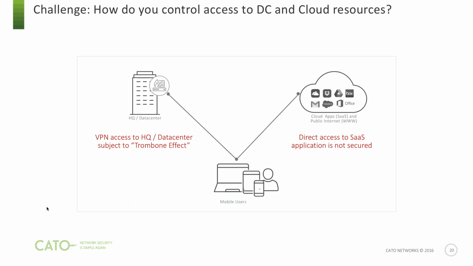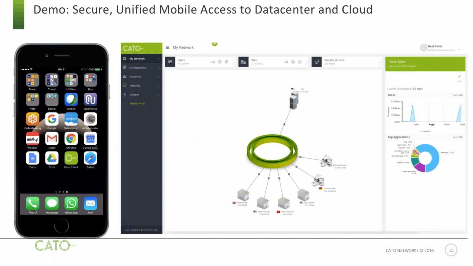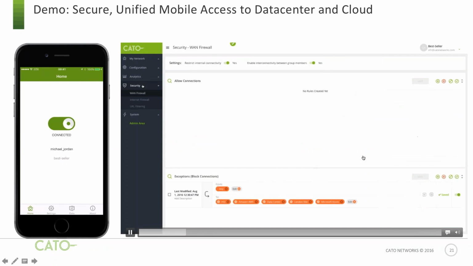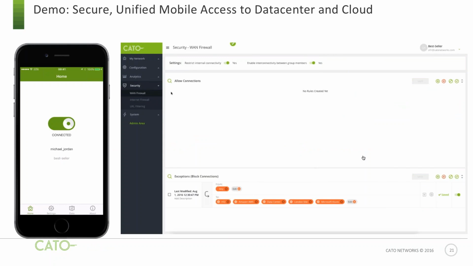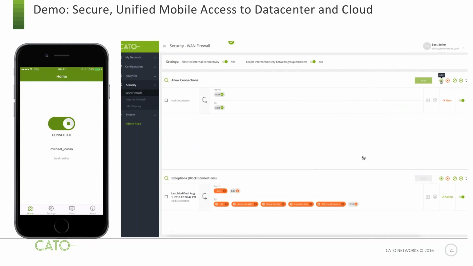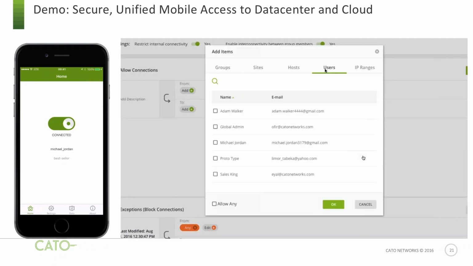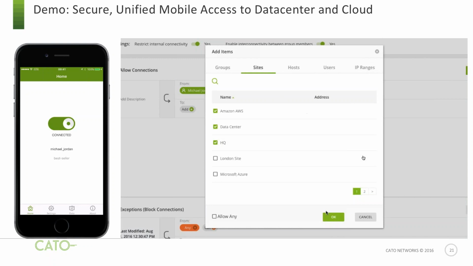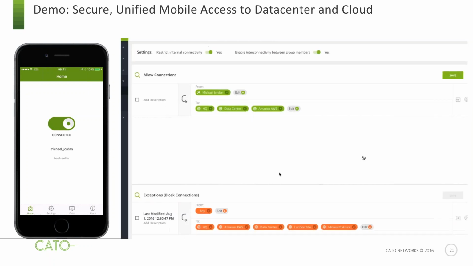Let's take a look. We're activating the Cato client. We connect to the network. You can see here on the right side, now we have the user showing up in our UI, and we can now go and define the rules to enable that user to access the resources they need. So the first rule will be the wide area network resource. So in this case, we are connecting the user to the headquarters, the data center, and to Amazon AWS, which are all IP ranges.